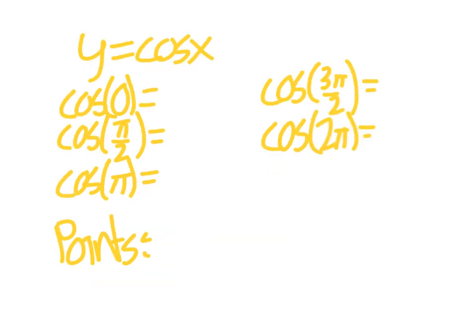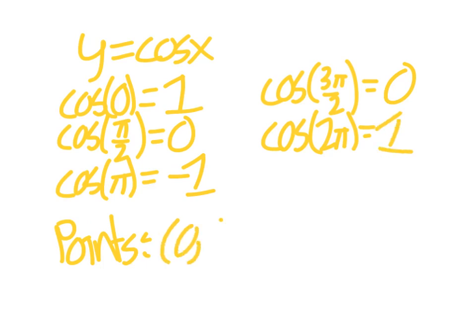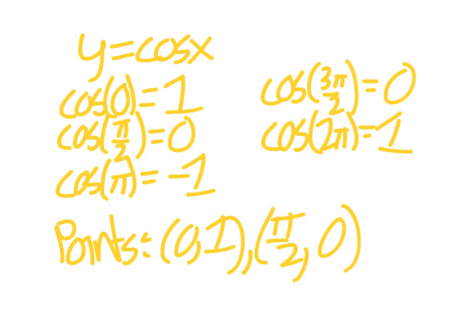These critical points are important because they help us to find the extrema and zeros on the graph of y equals cosine x and y equals sine x. So for cosine, at 0 we know it is 1, cosine at pi over 2 is 0, cosine at pi is negative 1, cosine at 3 pi over 2 is 0, and cosine at 2 pi is 1. So then we have the points of 0, 1, pi over 2, 0, and then pi, negative 1, 3 pi over 2, 0, and 2 pi, 1.